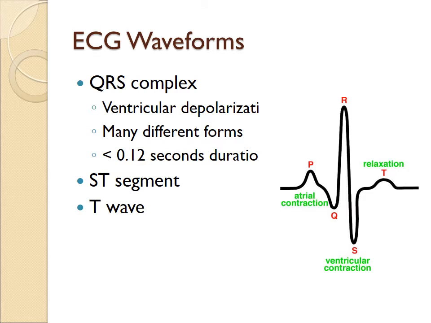Following after the QRS is the ST segment. The ST segment begins at the end of the S complex and ends with the onset of the T wave, and this is the early part of repolarization of the ventricles. And then it's followed by the T wave, which is the continuation of the ventricular repolarization.